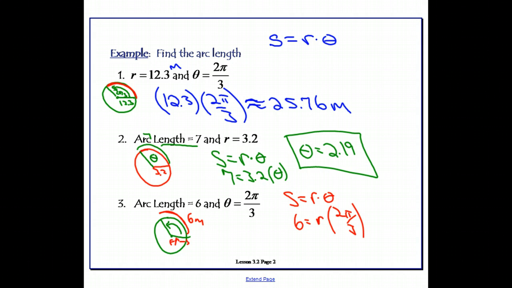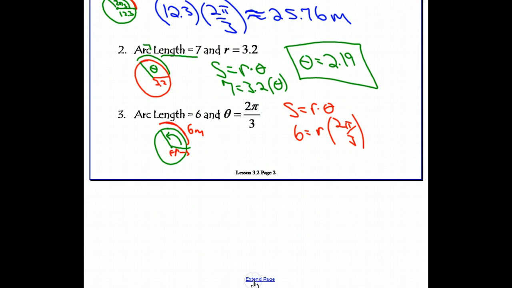How would I get the radius by itself? Well, divide by 2 pi thirds. Let me just extend that a little bit. Divide by 2 pi thirds, or multiply by the reciprocal. So times 3 over 2 pi, both sides. Look, everything cancels out. So I get r equals, looks like, 9 divided by pi.